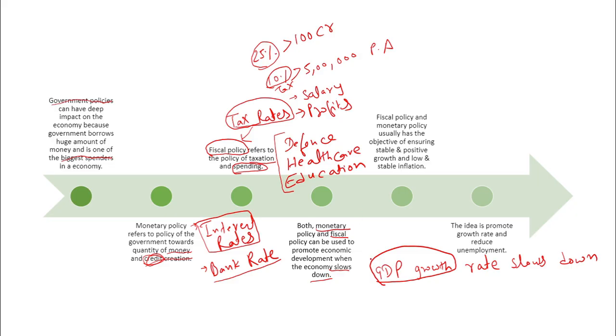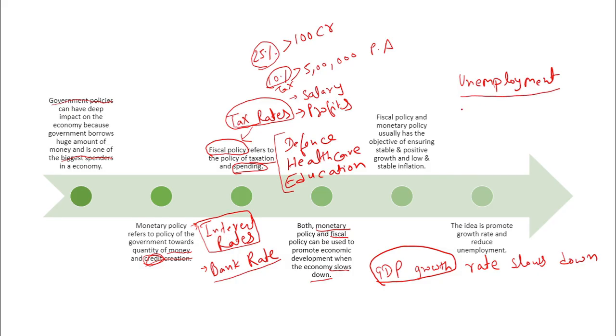So whenever an economy slows down, what happens? First problem is the rate of unemployment increases. A lot of people lose their job, and all the people who are getting educated do not get job opportunities because the economy has slowed down. So the biggest problem with slowing down of an economy is unemployment.